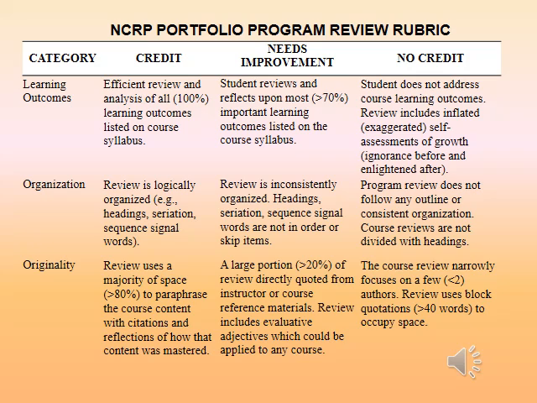For credit, you must look at the learning outcomes and write an efficient review and analysis of all the learning outcomes listed on the course syllabus. To do this, you will need to paraphrase or shorten or find the key words in these learning outcomes. Writing them out usually requires too much space.